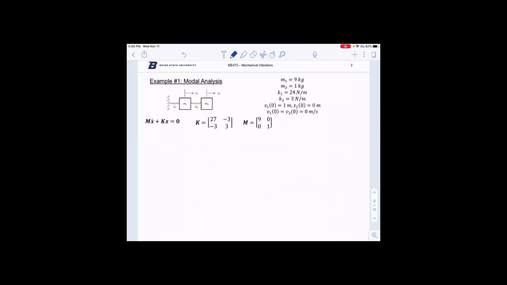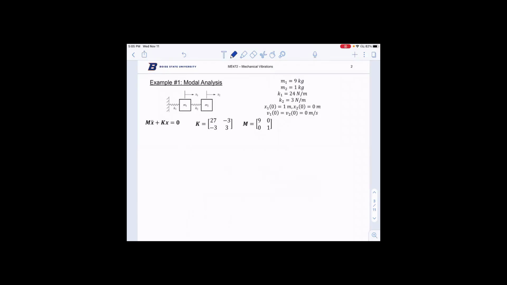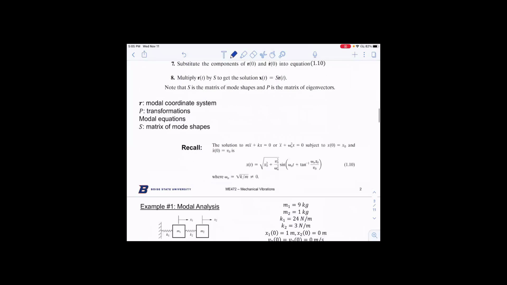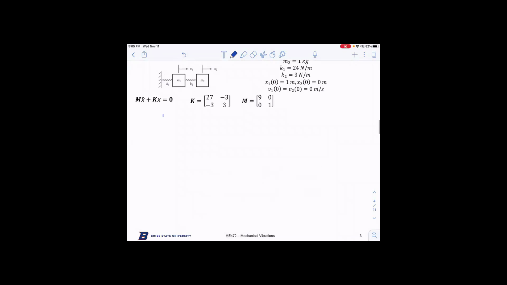So let's see, what's the best way to do it? All right, let's directly use an example. I think that's the best way to do it. First of all, the first step is to calculate m to the minus a half. It's just the square root of 9 to the minus a half, 1 to the minus a half, 0, 0. That gives you 1 over 3, 0, 0, 1.